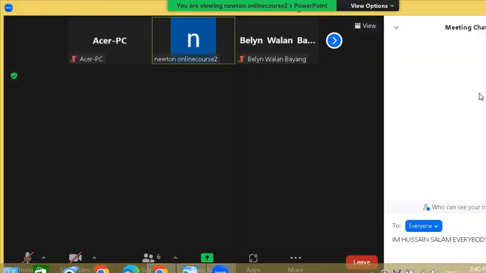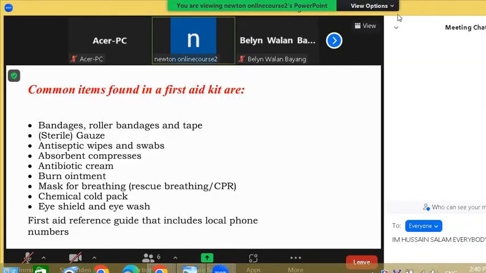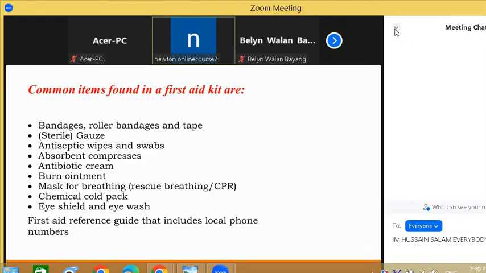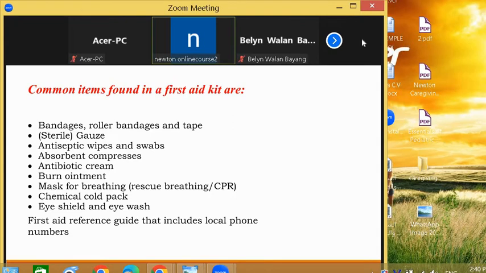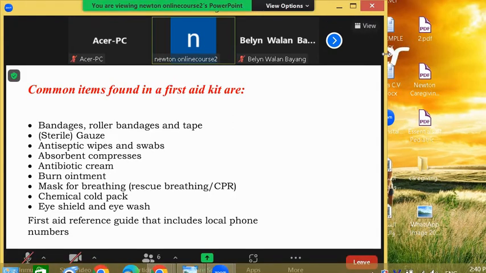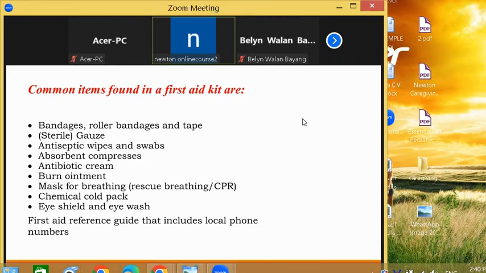Some equipment is available in the kit, or kit or bag. Whatever you are carrying for first aid is called a first aid kit. So what things are available in there? First, we need bandage, roller bandage and tape. If we need a bandage, of course we need tape also to secure that bandage. Sterile gauze, not unsterile gloves. Sterile gauze should be packed and sealed.